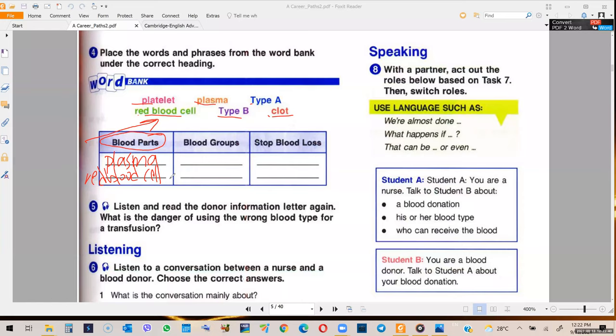Blood groups. So we have type A and B. Finally, stop blood loss. The things that stop the blood. So we have the clot and we have platelet.